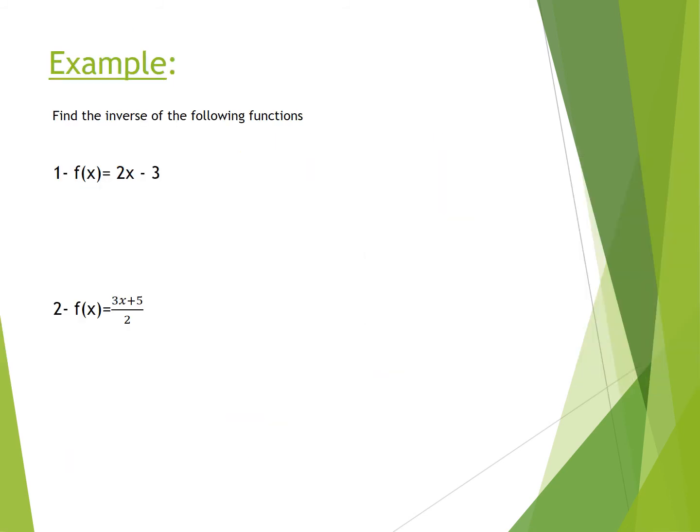Let's take examples. I have here f of x equal to 2x minus 3. So I'll change the f of x to x equals 2y minus 3. I think this one is easier. So I'm going to take the negative 3 to the other side. So it's x plus 3, because I take it with the opposite sign, equals 2y. Then I'm going to divide by 2. So x plus 3 over 2 equals y. So y equals x plus 3 over 2.